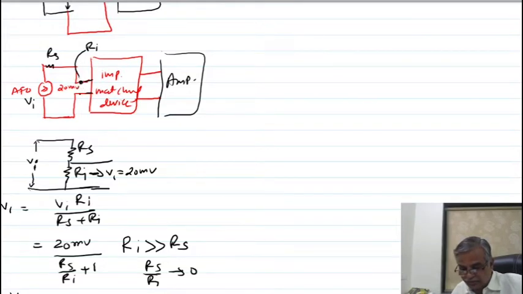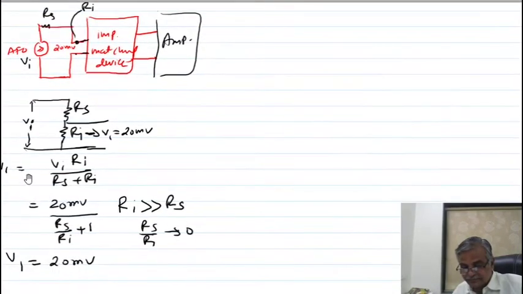The input impedance between these two is very large. So the voltage across these two terminals, V1, is nothing but Vi into Ri upon Rs plus Ri. Ri is too much large, of the order of mega ohm. So there is no voltage drop. Whatever voltage you get here, the same voltage you will get here. So here 20 millivolt, you get 20 millivolt here.